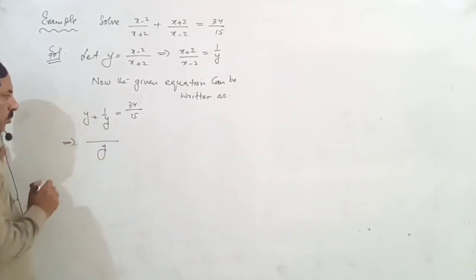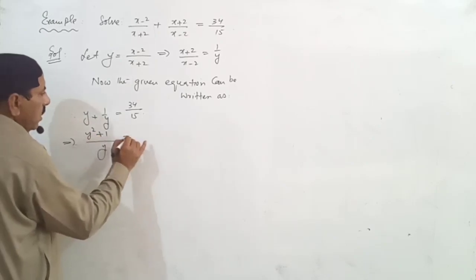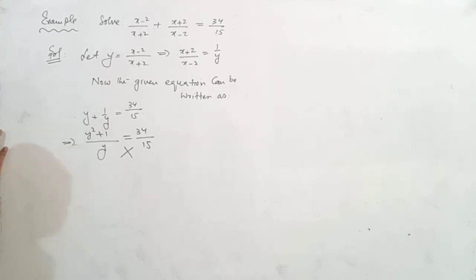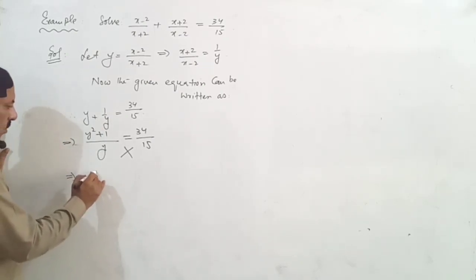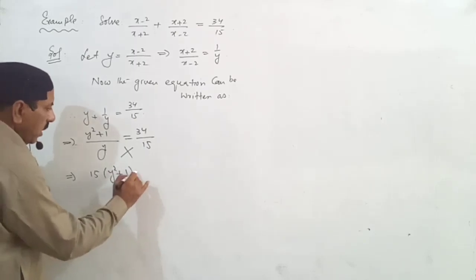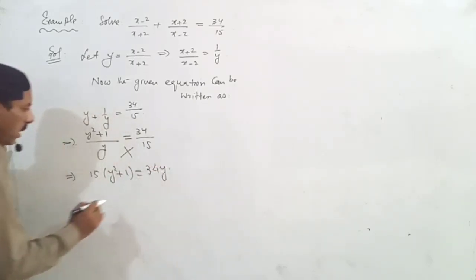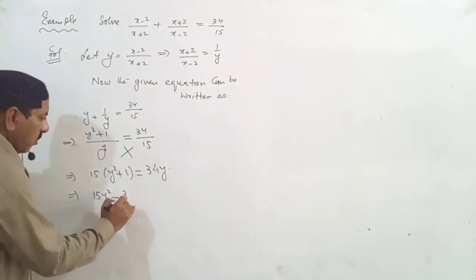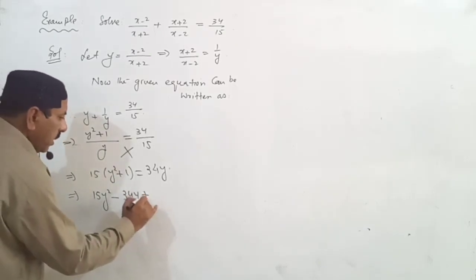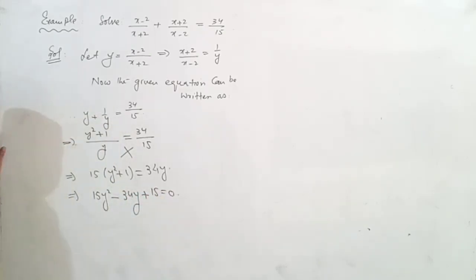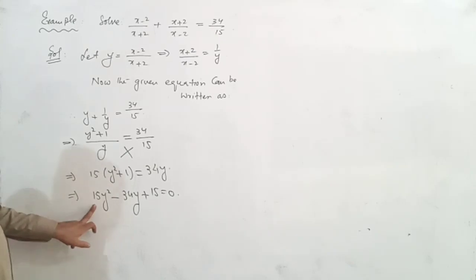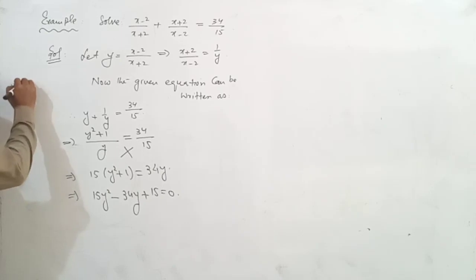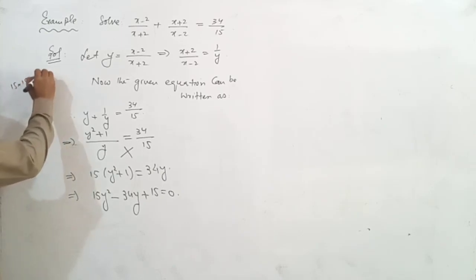Taking y as the LCM, this will be (y square plus 1) upon y is equal to 34 upon 15. After cross multiplication, this will be 15 (y square plus 1) is equal to 34y. So this will be 15y square minus 34y plus 15 is equal to 0. So now multiplication of 15 into 15 is equal to 225.